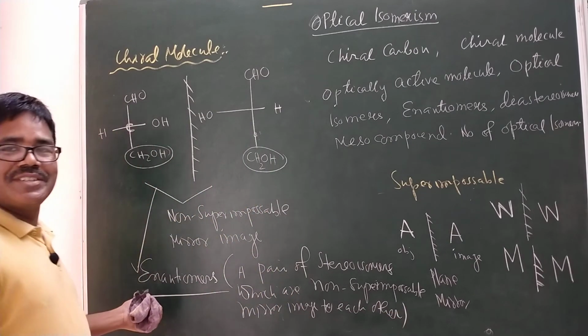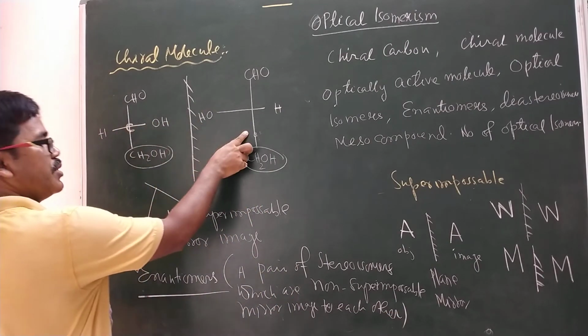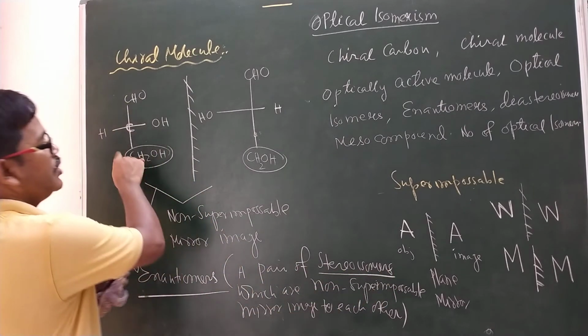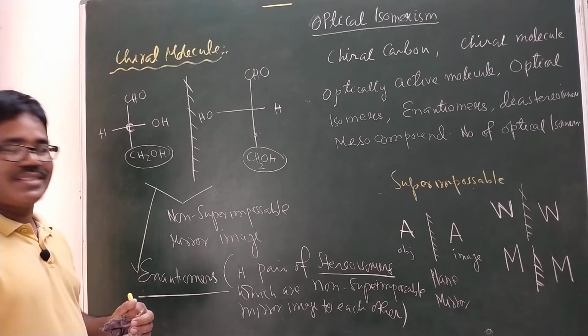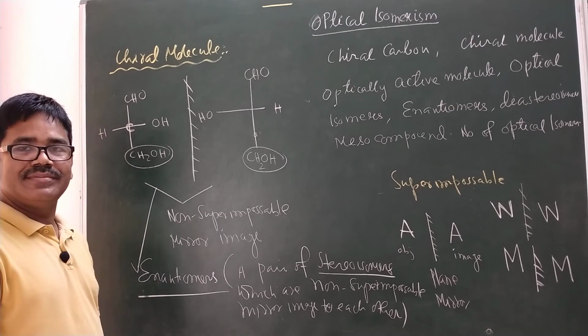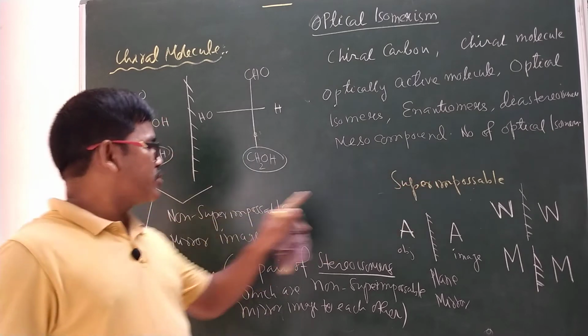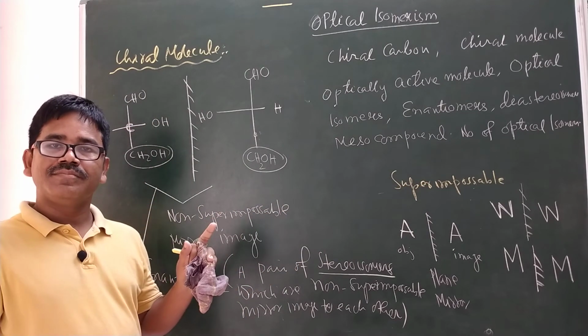They are called enantiomers. They are isomers. What kind of isomers? Stereoisomers. And they are non-superimposable mirror images. Then they are called enantiomers. I hope what is called superimposable and what is called non-superimposable is clear.